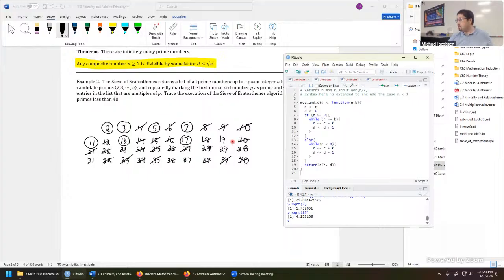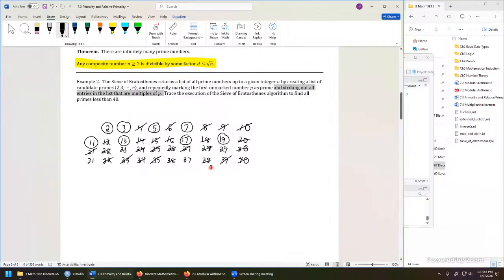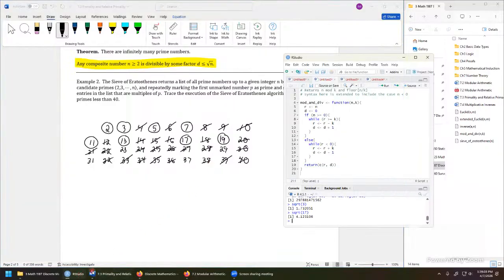Same idea with the 19 here. So you've only been showing that theorem with prime numbers. Can you show it with a composite number? Because I'm trying to understand how that kind of works.